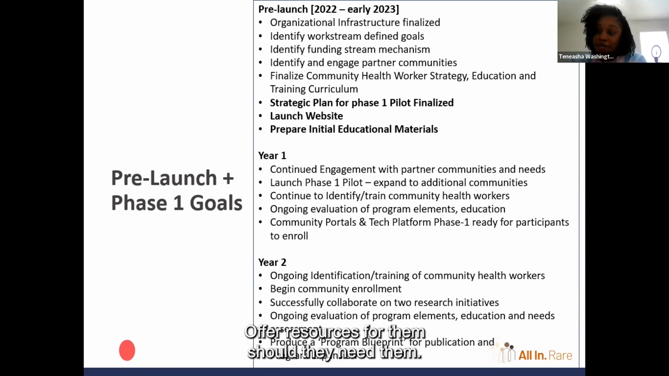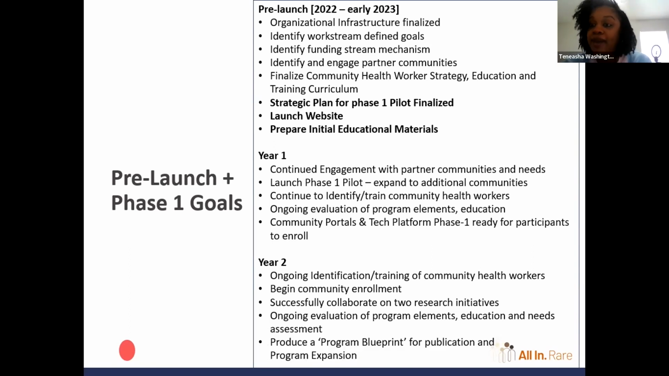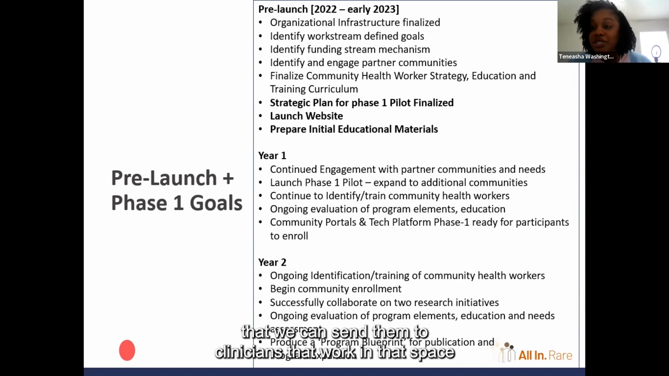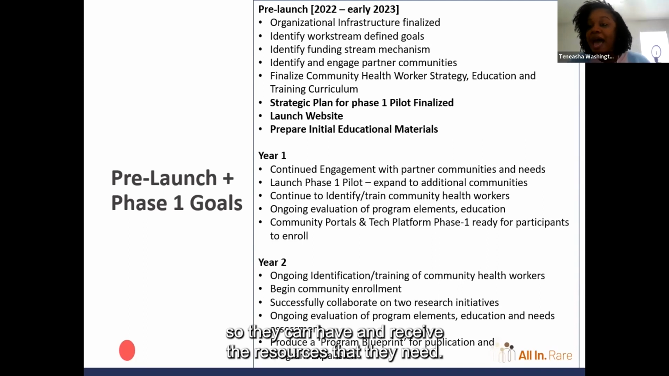Offer resources for them, should they need them. Individuals that would like to be sent to other areas for additional resources, should they identify with having a rare disease. There's a network here in Birmingham. We have a lot of activities around rare disease that we can send them to clinicians that work in that space so they can receive the resources that they need.